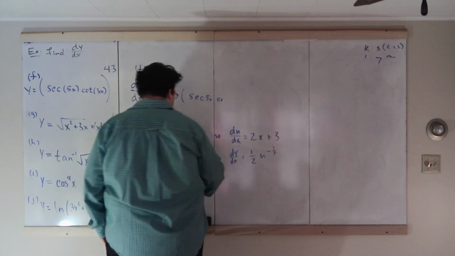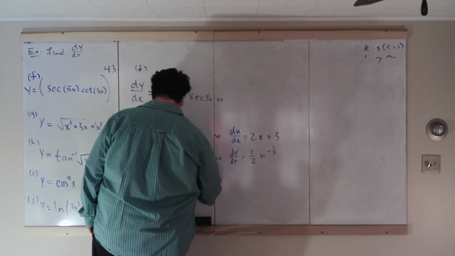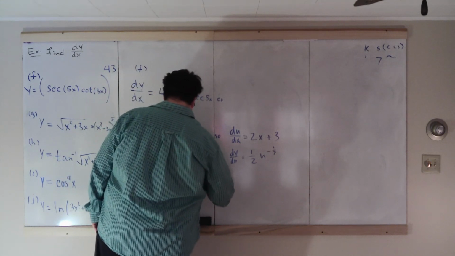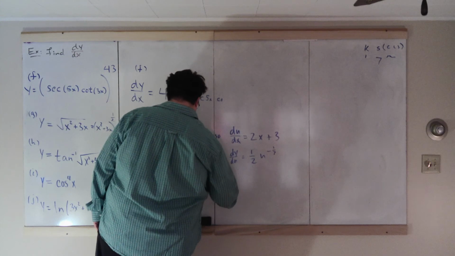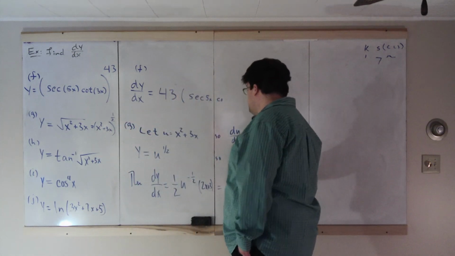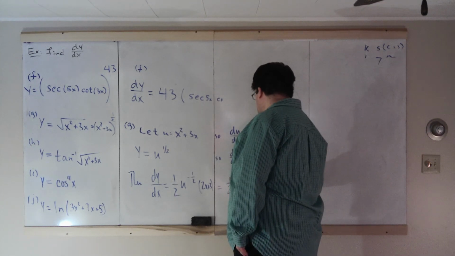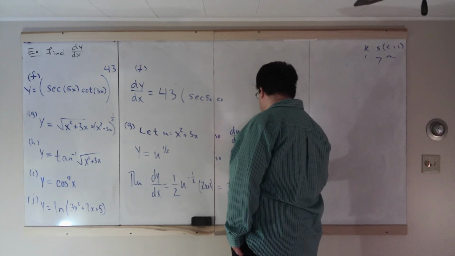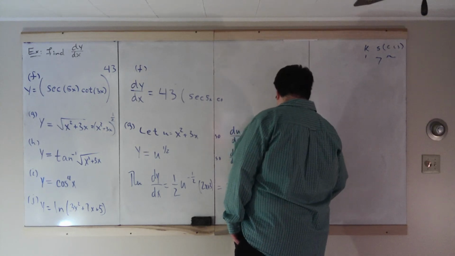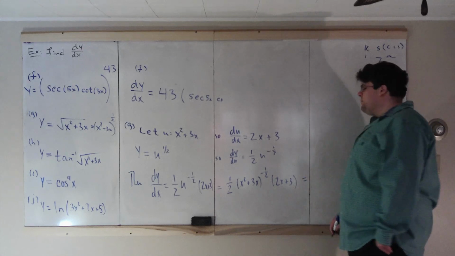Just multiply these together. So we get a half of u to the negative half times 2x plus 3. And we just need to get rid of u now, so we have half of x squared plus 3x to the negative half times 2x plus 3. And you can leave your answer like that.